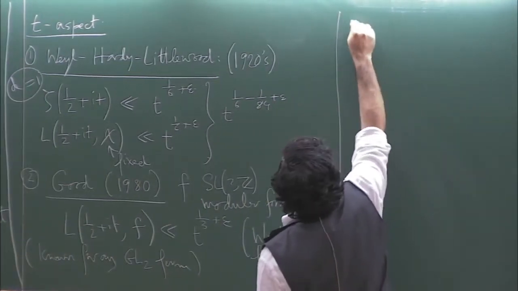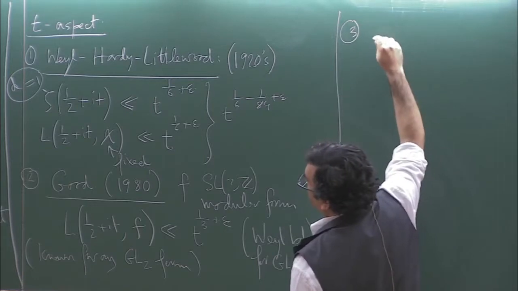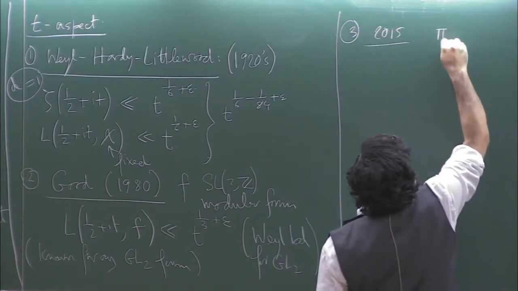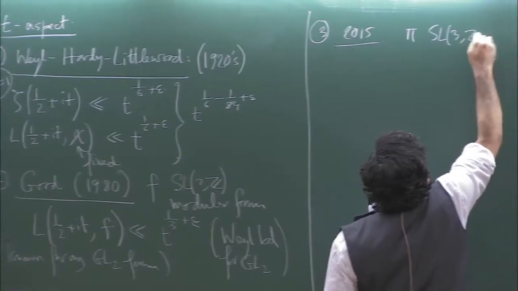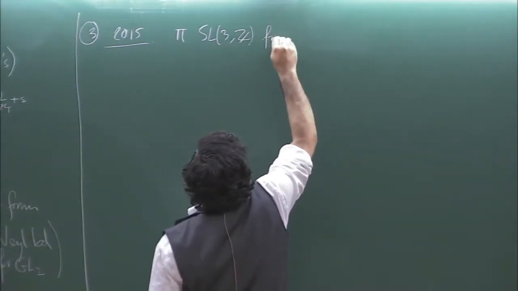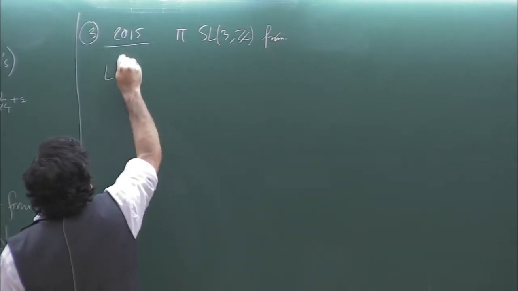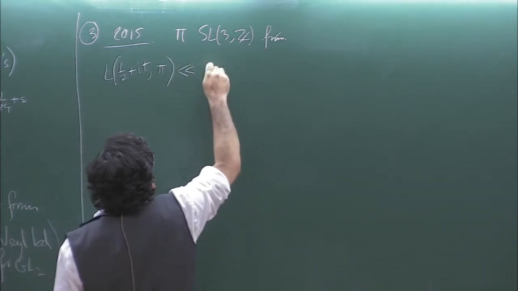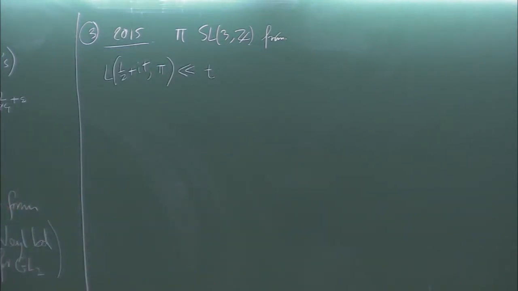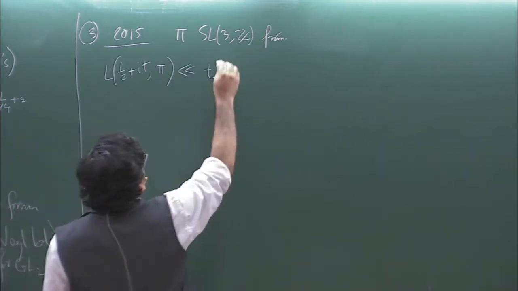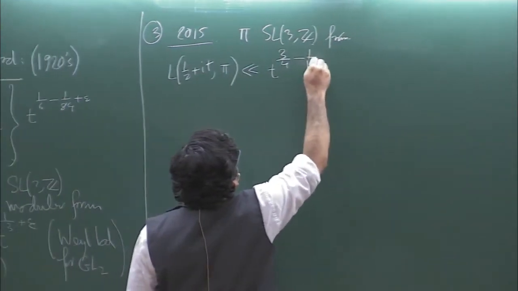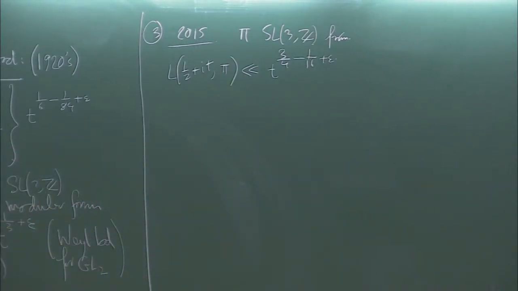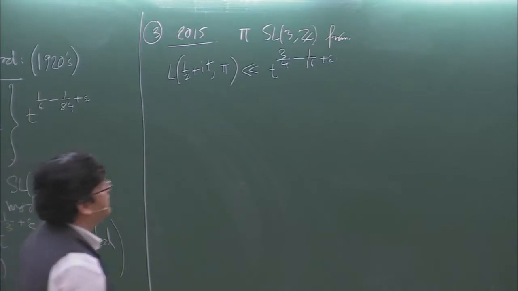For degree 3, we had to wait for some time, and this was done in 2015. So if phi is an SL3(Z) form, then L of 1/2 plus it, phi. In this case, t to the power 3/2 is the conductor, t to the power 3/4 would be the convexity bound, and we have t to the power 3/4 minus 1/16 plus epsilon. So this is not as powerful as the Weyl bound, but nevertheless it's a subconvex bound.